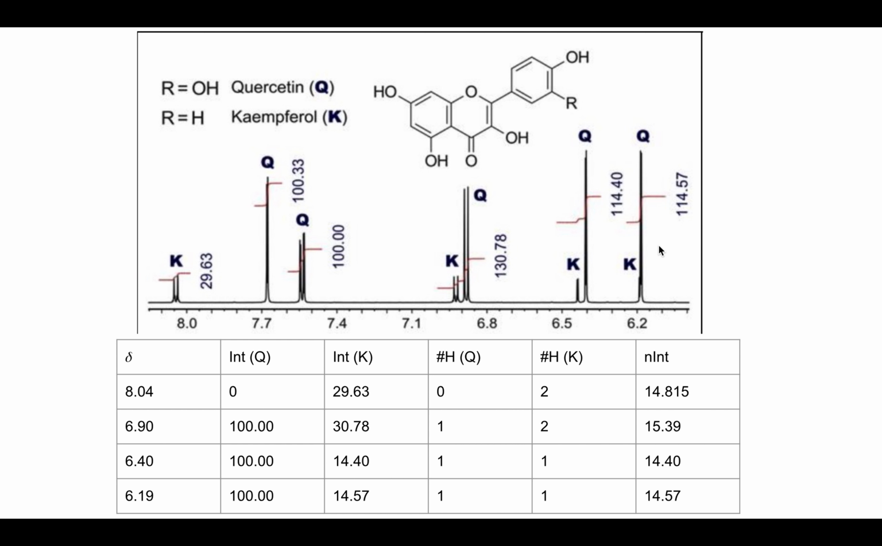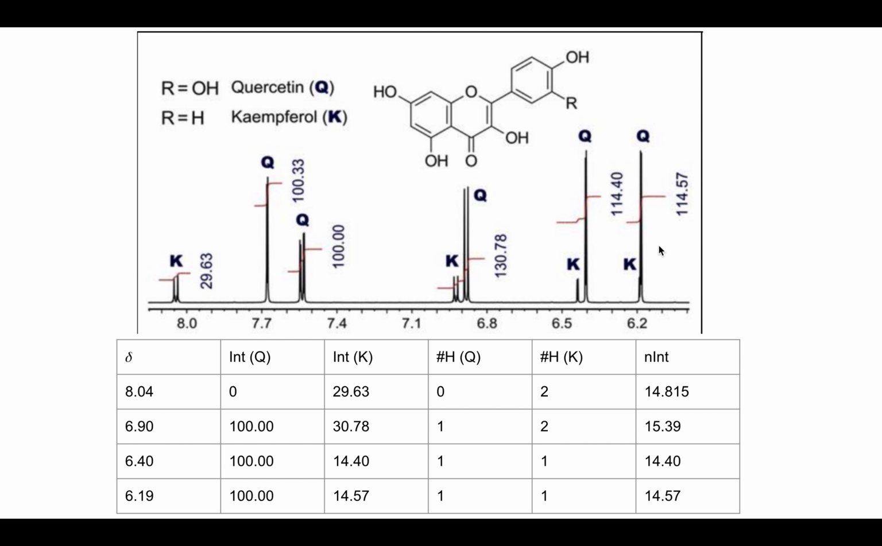We can go ahead and add a new column to our table below, and we'll quickly go over this information. So at 8.04 ppm, we know that the integral value of K is worth 29.63, and we know that that signal is worth 2 protons. So if we take 29.63 divided by 2, we get 14.815 for our normalized integral value. If we move over to 6.90 ppm, we know that the integral value for K is 30.78, and we know that the number of protons that give rise to that signal is 2. So if we take 30.78 divided by 2, we get 15.39.